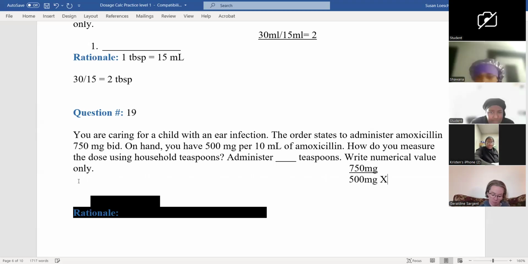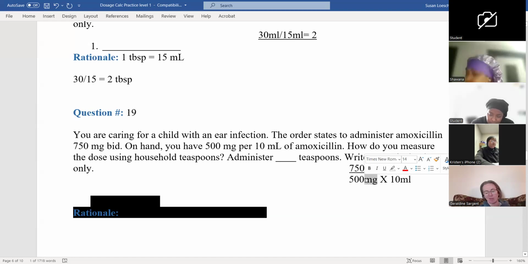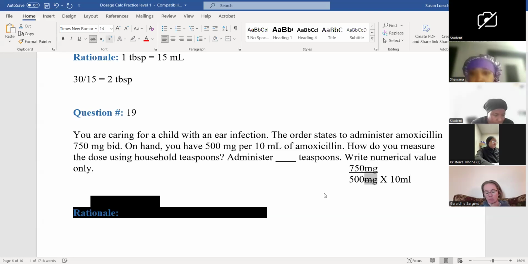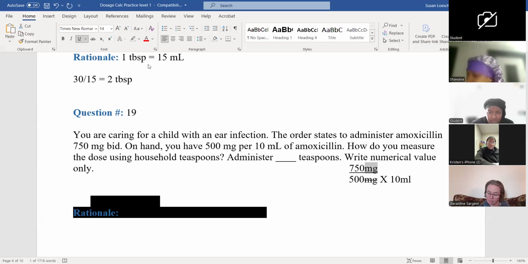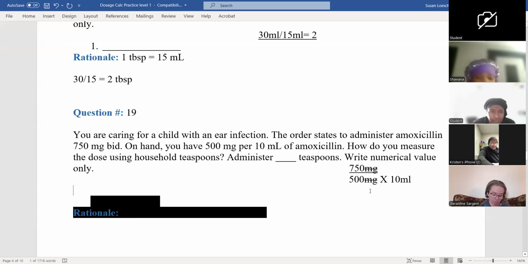Okay, I usually put it down here because that's where it goes after you do that math. That's your vehicle, okay? This is how it's coming in the body. All right, so milligrams is going to cross out here, right? And you're going to be left with mLs. So what's your dose here? How many mLs are you going to give?